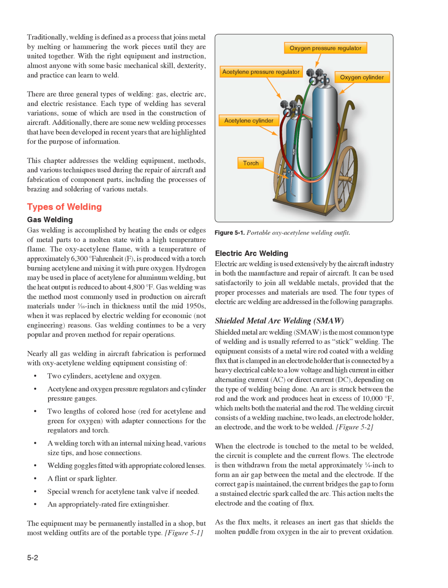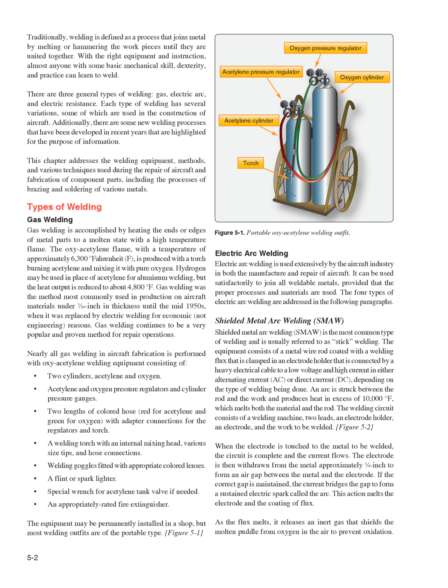The welding circuit consists of a welding machine, two leads, an electrode holder, an electrode, and the work to be welded. Figure 5.2. When the electrode is touched to the metal to be welded, the circuit is complete and the current flows. The electrode is then withdrawn from the metal approximately 1/4 inch to form an air gap between the metal and the electrode. If the correct gap is maintained, the current bridges the gap to form a sustained electric spark called the arc. This action melts the electrode and the coating of flux.